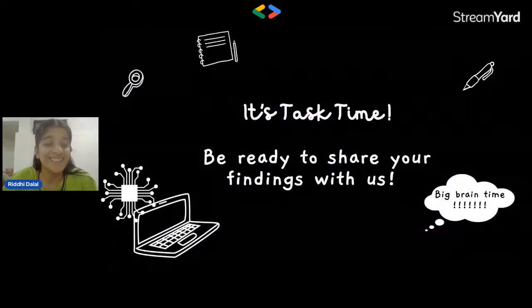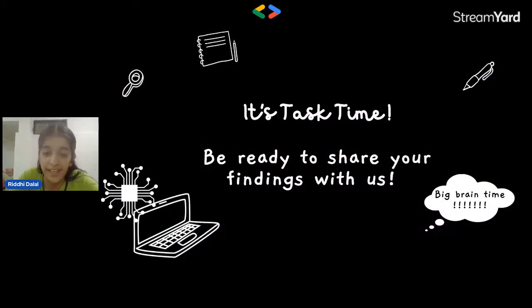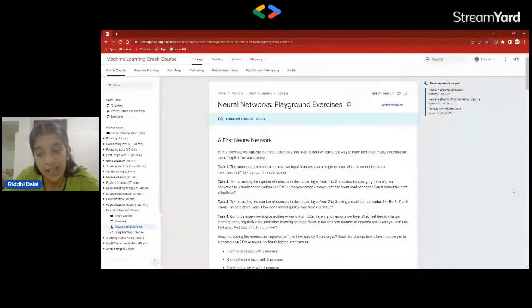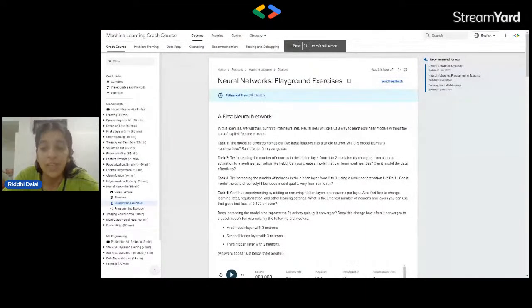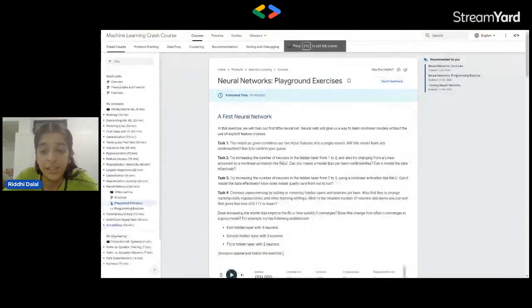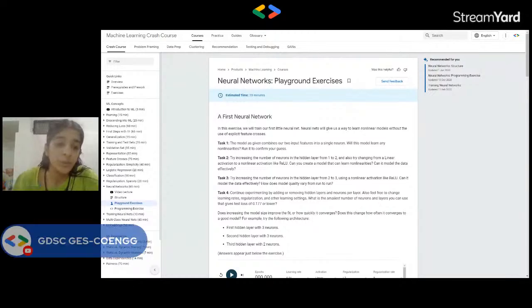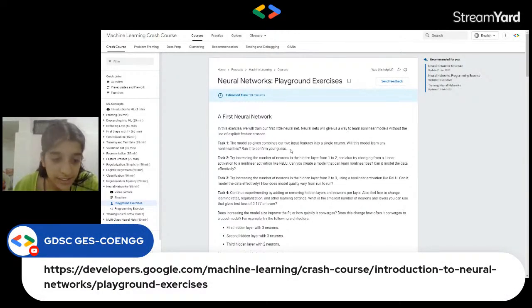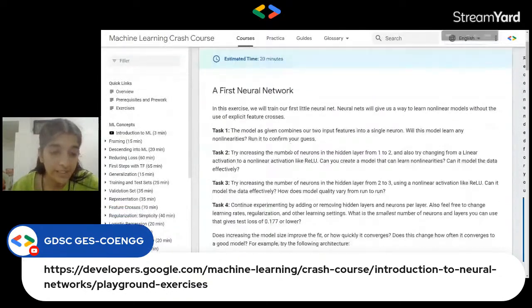So it's task time finally. Here are the TensorFlow Playground exercises which we have accounted as the second task for you. Next slide. You have to just hop on the given website, which is provided in the description box, and follow the instructions given and fill the G form, which is also provided in the description. You have to answer the questions properly after doing these tasks. The link has also been provided in the chat box.